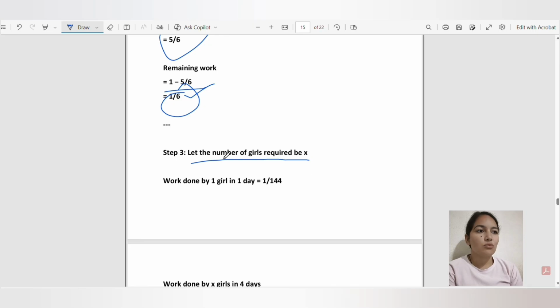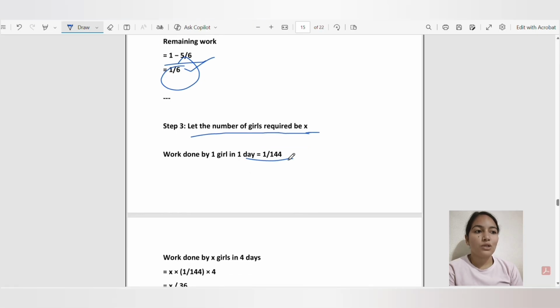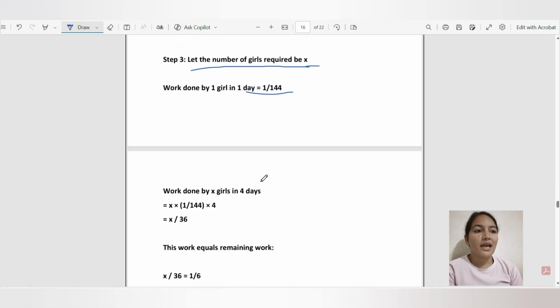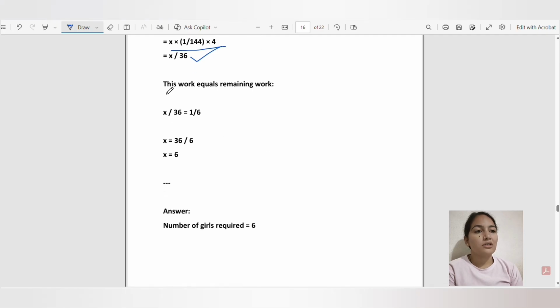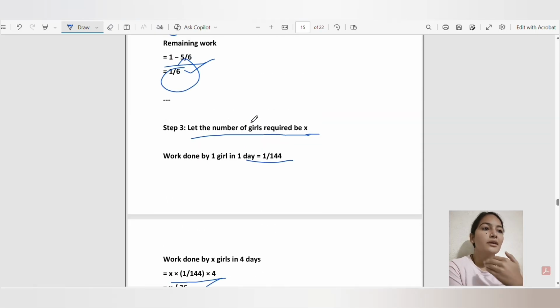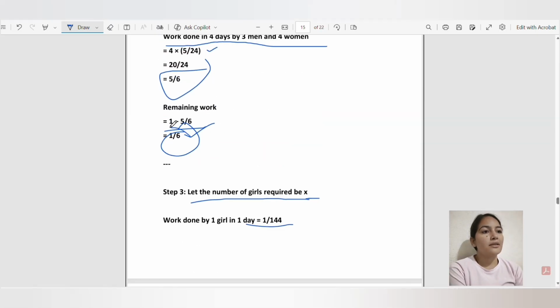So let's assume that the number of girls required is X, and work done by one girl in 1 day is 1 divided by 144. So work done by X girls in 4 days is X into 1 divided by 144 into 4. So the answer is X divided by 36. X divided by 36 is the work that X girls complete in 4 days, and we have already calculated that the girls have to complete this 1/6 work.